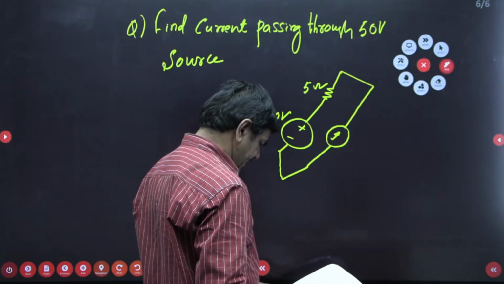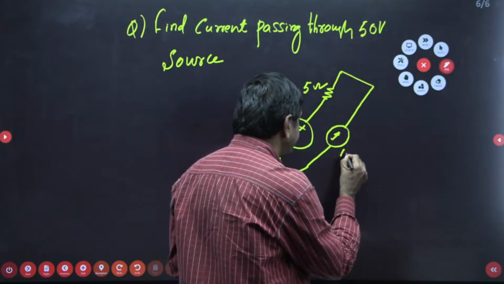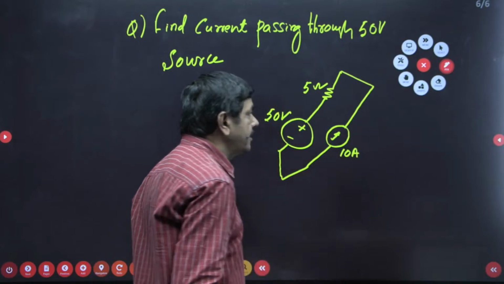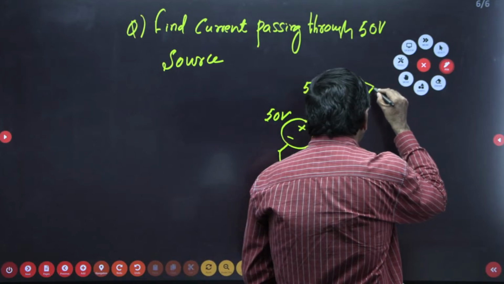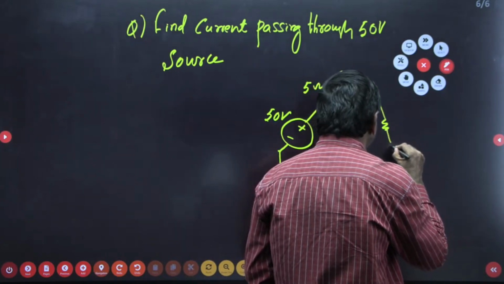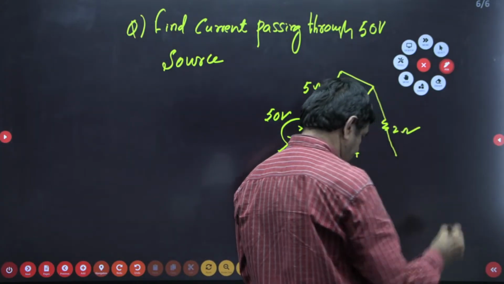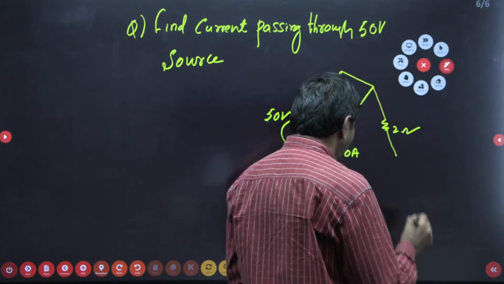The current source is given as 10 amperes. This is connected with 10 amperes, and on this side it is connected with a 2 ohm resistor.